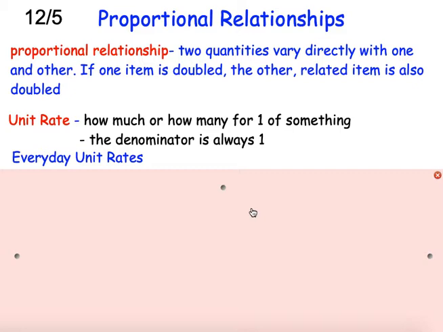Proportional relationships have a unit rate. That means how much or how many for one of something.